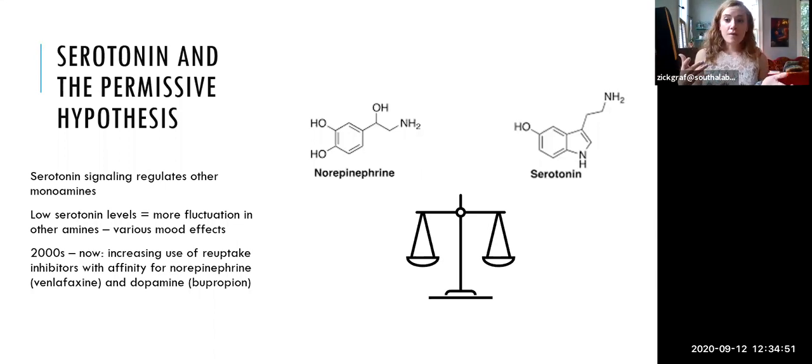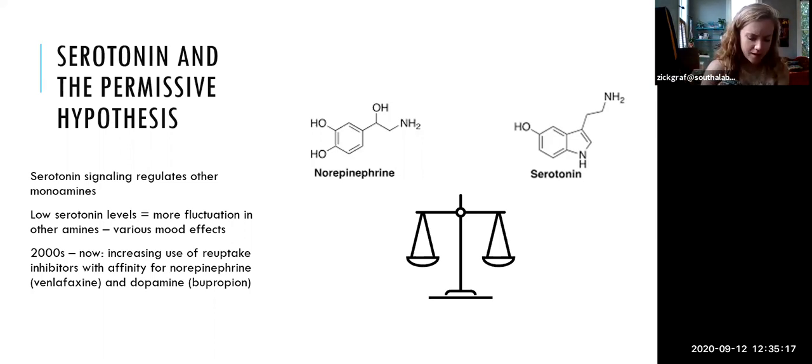So it's hypothesized that having low serotonin levels doesn't make you depressed or alter your mood in and of itself. It alters your mood by allowing norepinephrine and dopamine to fluctuate more widely. Because a well-regulated monoamine system should mean that serotonin is keeping norepinephrine and dopamine signaling in check.